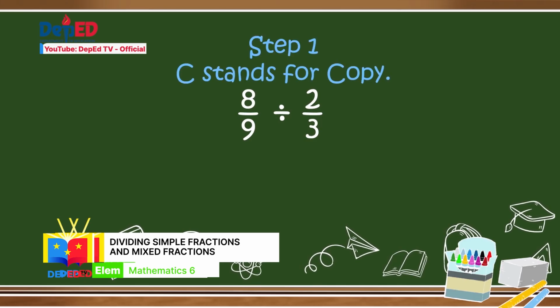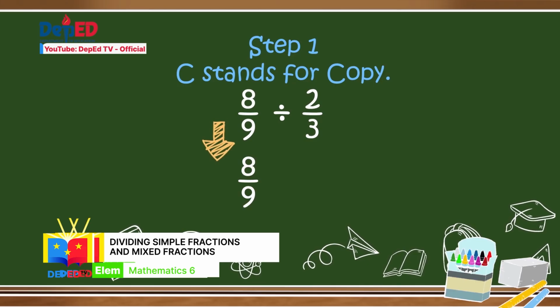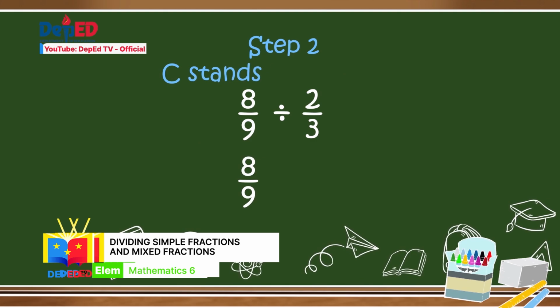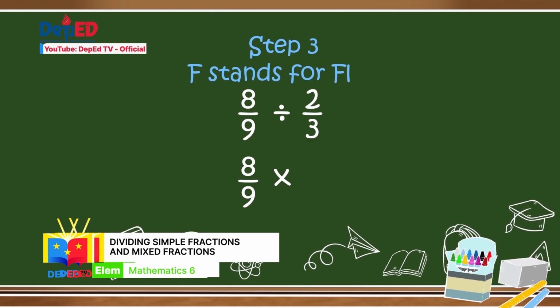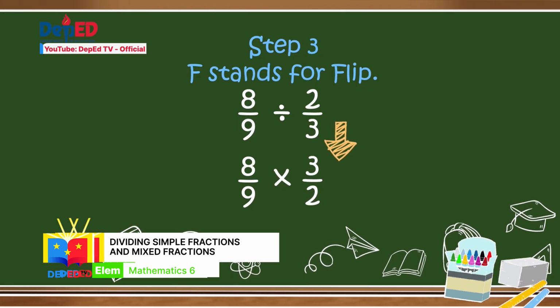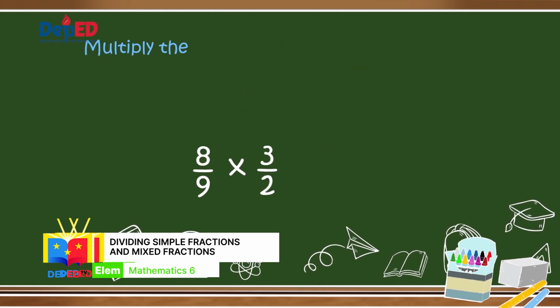Step 1. C stands for copy. Copy the given dividend, 8 ninths. Step 2. C stands for change. Change the operation to multiplication. Step 3. F stands for flip. Get the reciprocal of the divisor by flipping its numerator and denominator. The reciprocal of 2 thirds is 3 halves. 8 ninths multiplied by 3 halves.